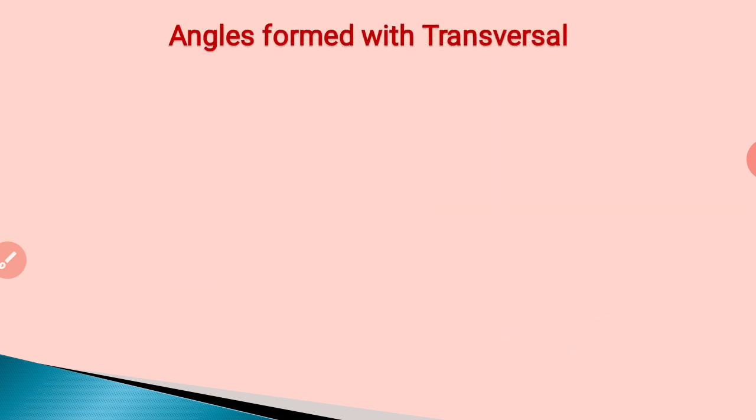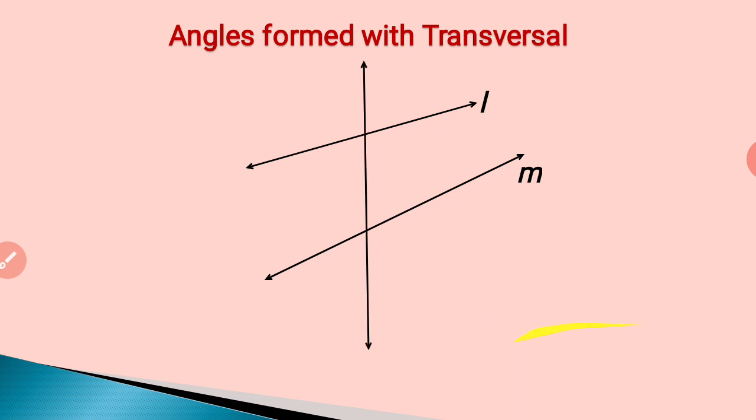Now let us see about the angles that are formed with the transversal. Now that's a set of lines, a pair of lines, L and M. We have a transversal T. In that case, we are getting 8 angles in all. 1, 2, 3, 4, 5, 6, 7 and 8. So we have in all 8 angles when we have 2 lines and a transversal.